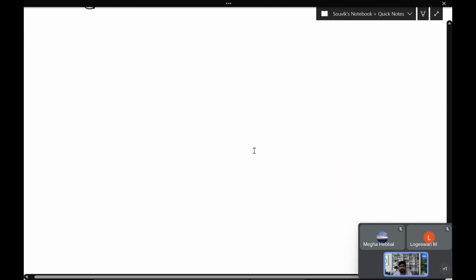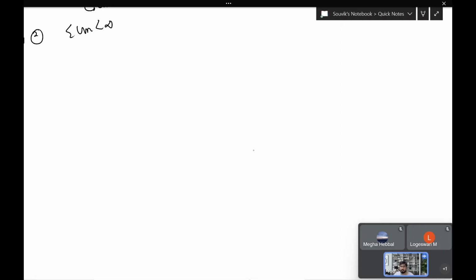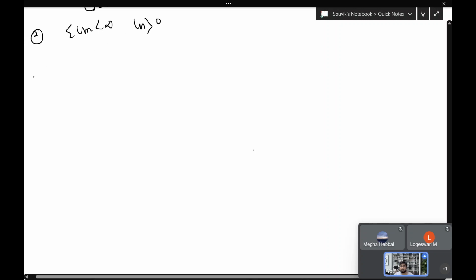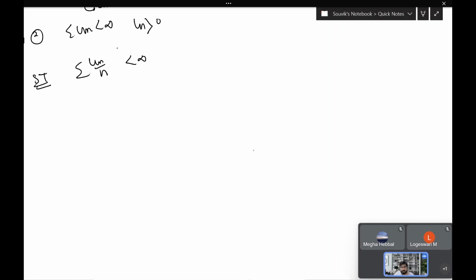So it's a bit tricky, I understand, but anyway, no issue. So now the second question is that let summation un be convergent and un is greater than 0. Show that summation un by n is convergent. Well, just as a hint, let me tell that it can be done by using the comparison test. So just try it, or else I will give one more hint.